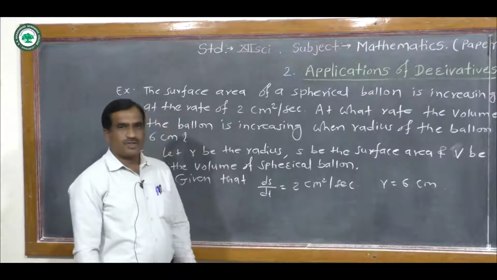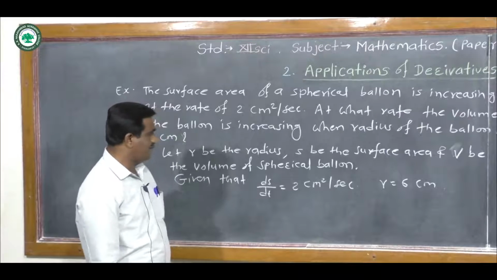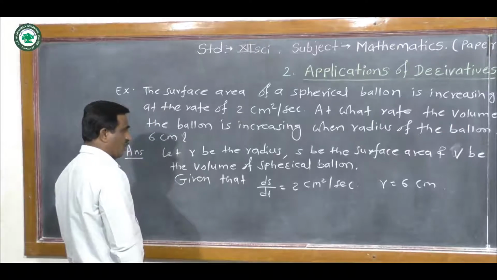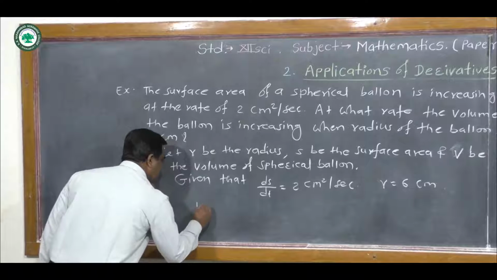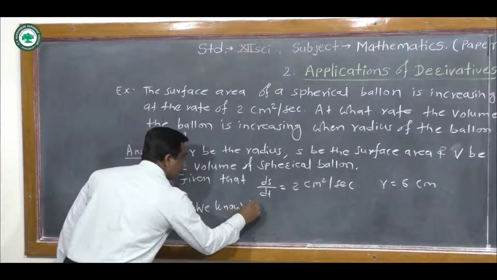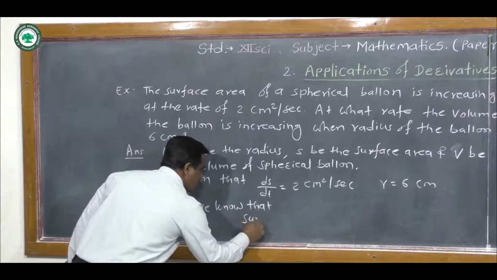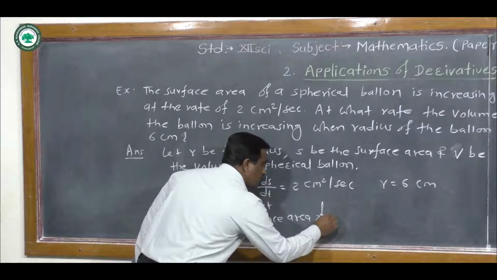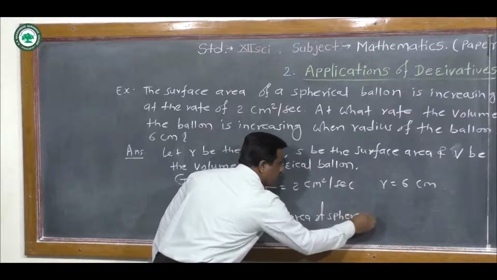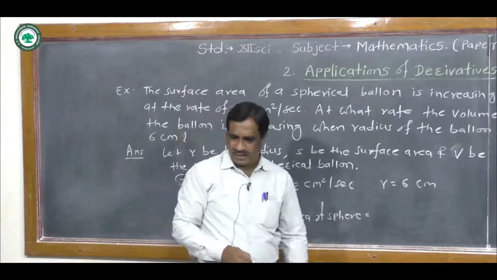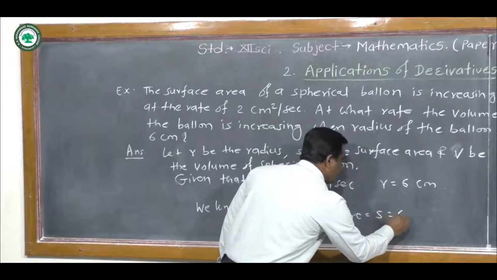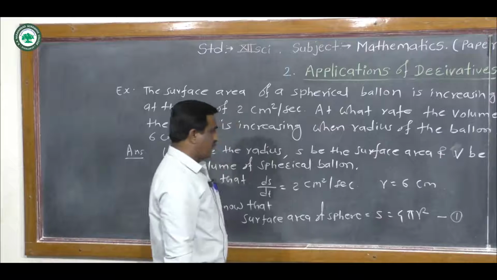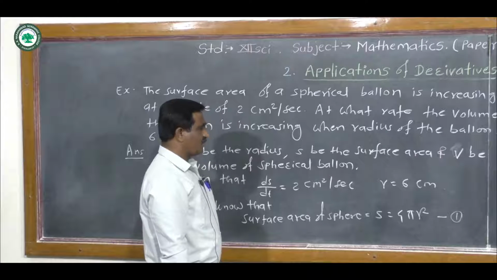Now we have to find the rate of change of volume at time t. Therefore, now consider the formula. We know that the surface area of a sphere, that is of a spherical balloon, is s is equal to 4 pi r square. So this is equation number first. Now differentiate this with respect to t.